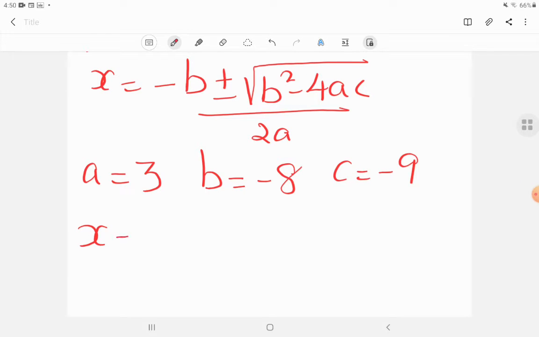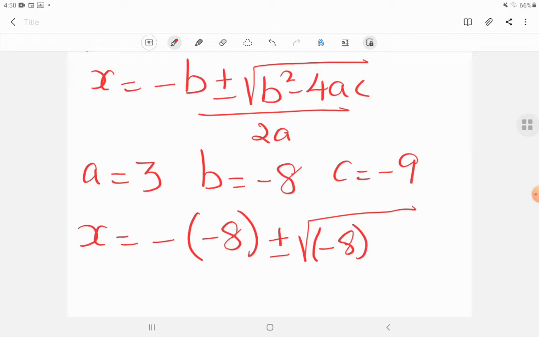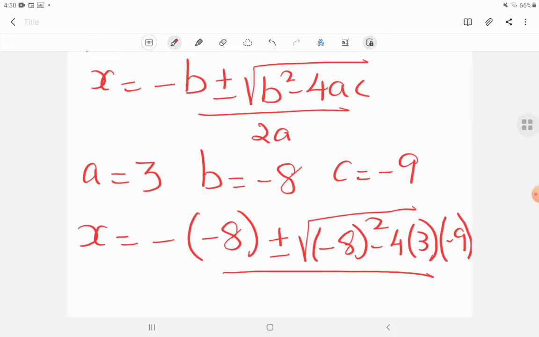So x is equal to minus of minus 8. When there is a negative b, always insert a bracket. Plus or minus the square root of minus 8, the whole squared, minus 4 times 3 times negative 9, divided by 2 times 3.